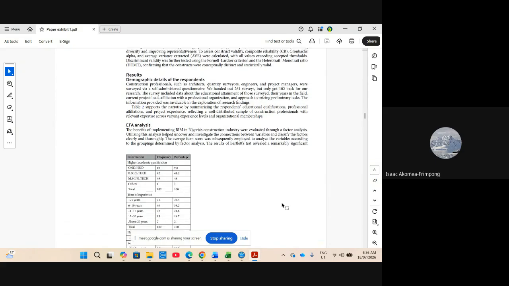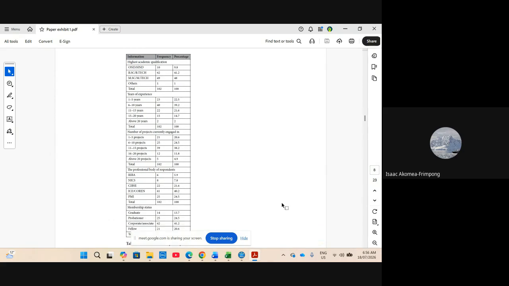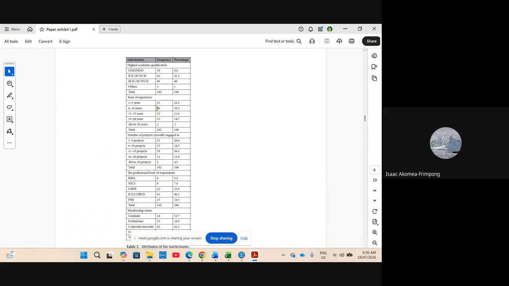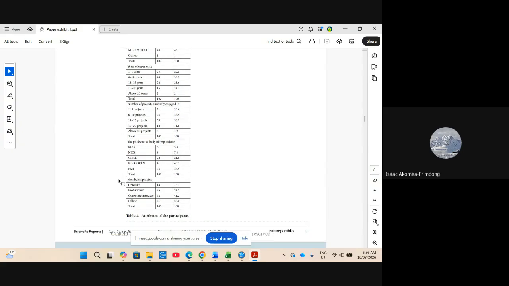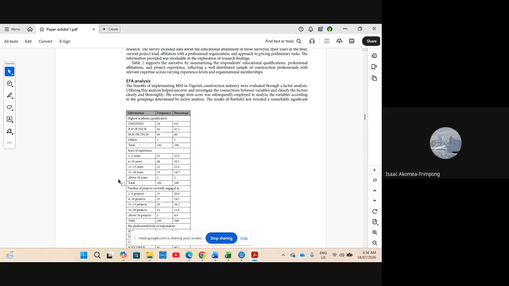So if you take this table 2, they have summarized, or they have given us a summary of the participants. So information concerning their education, their age, the number of, in this case, they have a number of projects, their professional body that they are part of. This is RIBA, CIOB, PMI, and the rest. So give us some information about where do you see this.